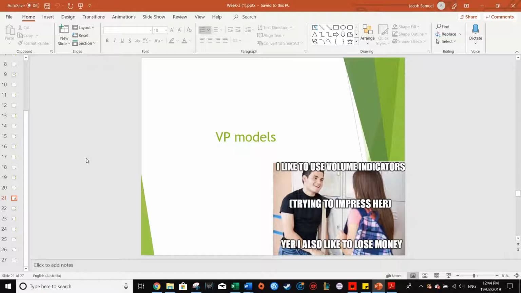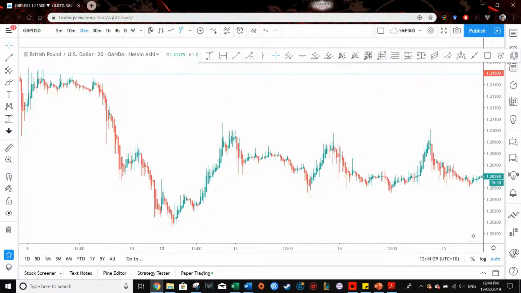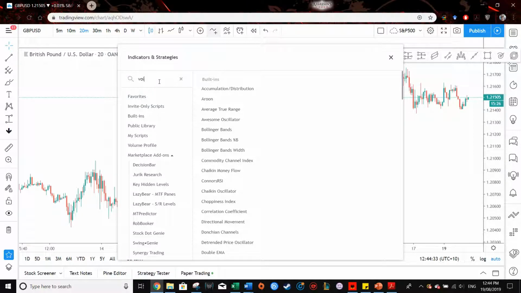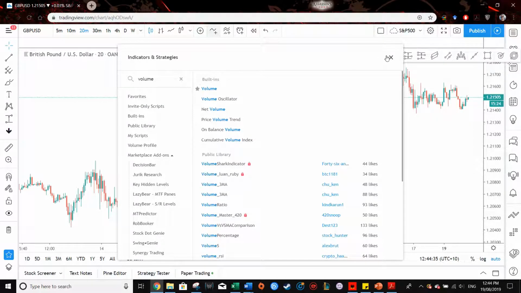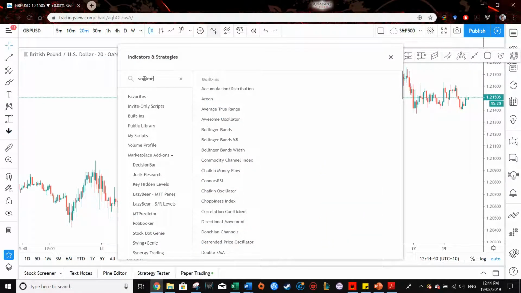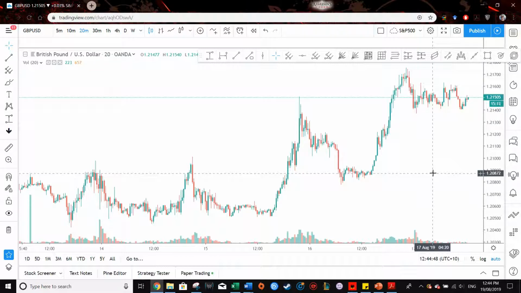So VP models stands for volume profiling. There are 2 types of volume indicators, or 2 types of volume schools or ways of thinking. The first one is borderline useless, and that is just using the normal volume model. So, this is the normal volume model.